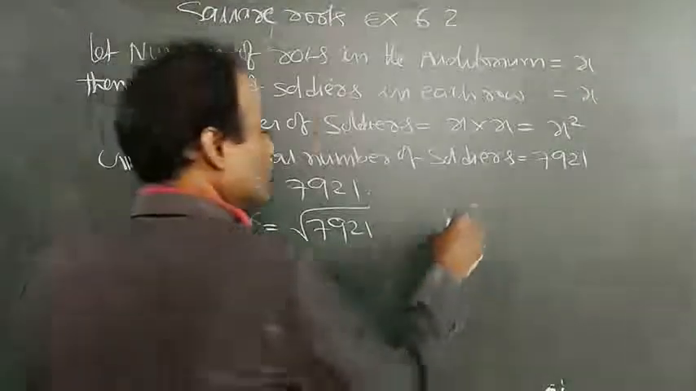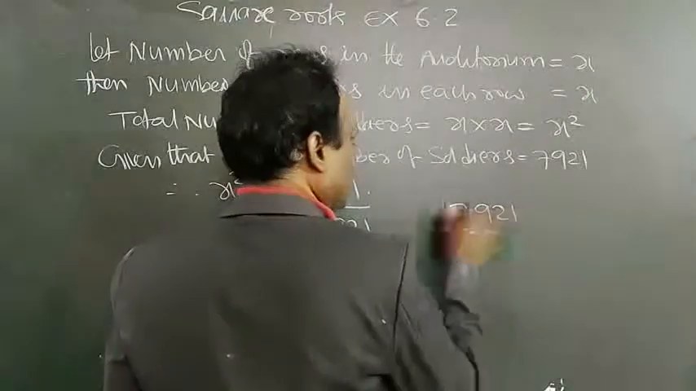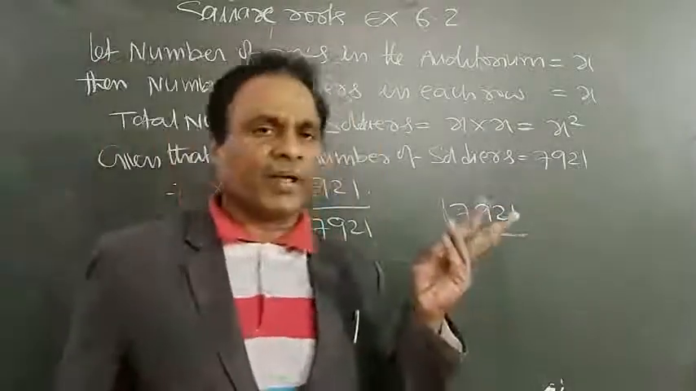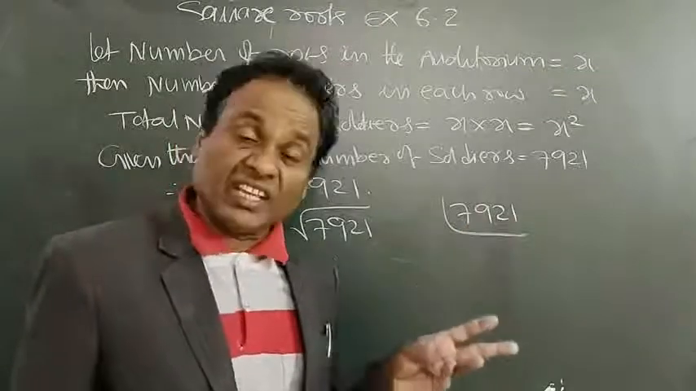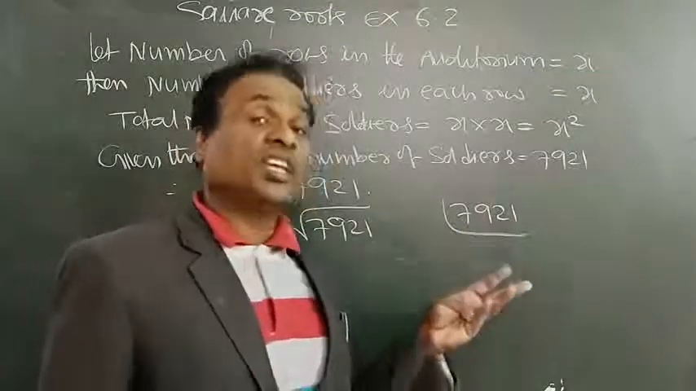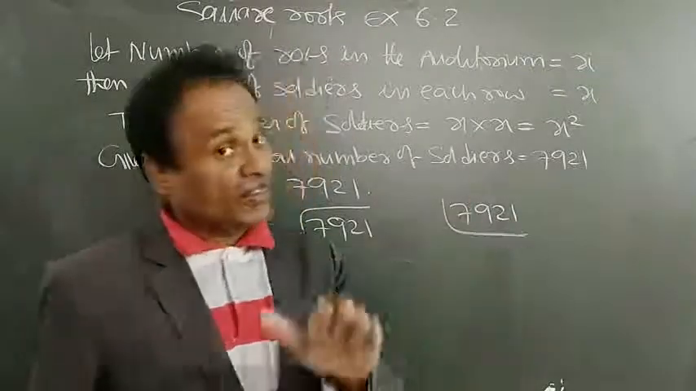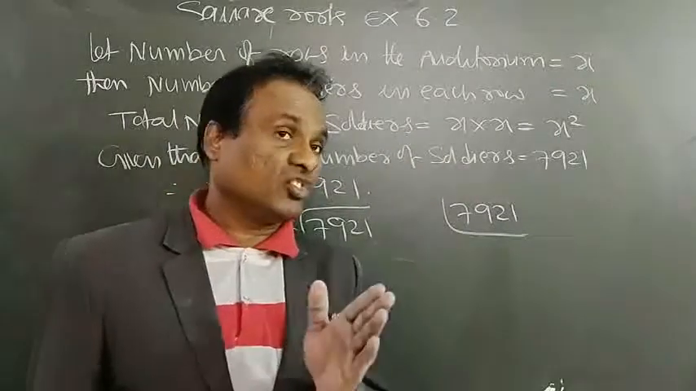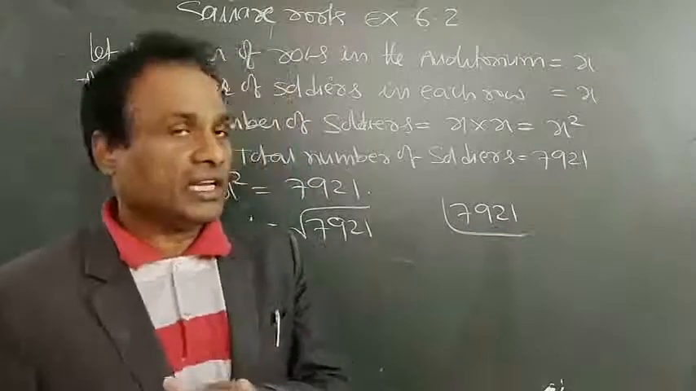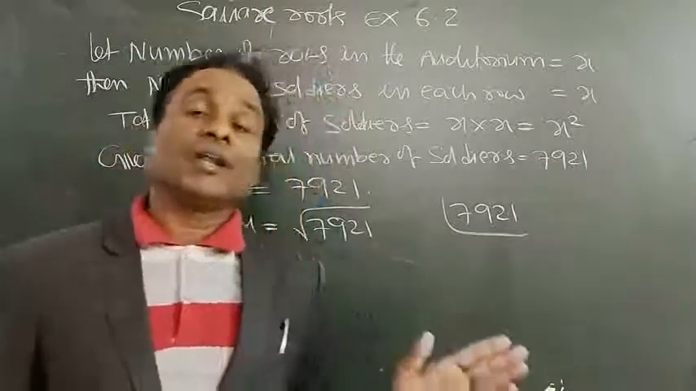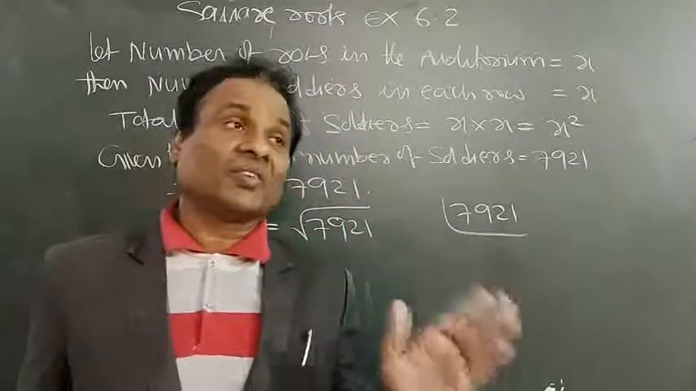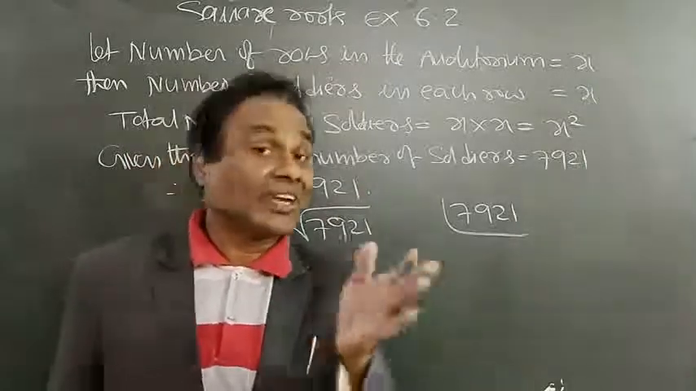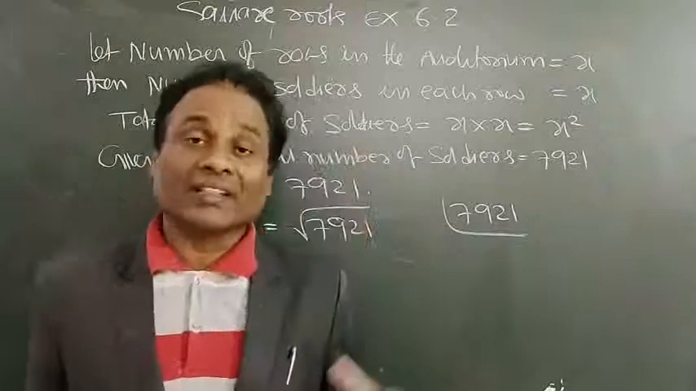By the factorizing method. So students, to find the factors of 7921, you try with prime numbers. 2 is a prime number, try with 2. If not, then 3. If not, then 5. If not, then 7. Next 11, 13, 17, 19, 23, and 29 is a prime number. Like that we have to try.